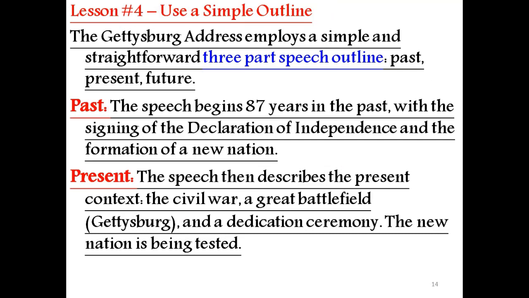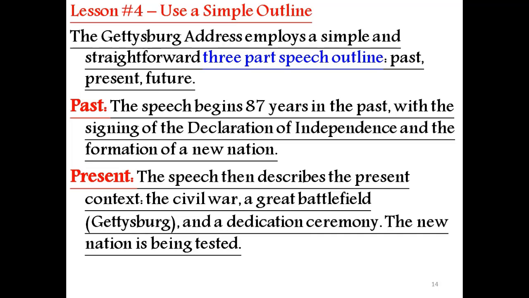Lesson 4. Use a simple outline. The Gettysburg Address employs a simple and straightforward 3-part speech outline. Simple outline summary, not difficult. He used past, present, future. He started from the past. The speech begins 87 years in the past with the signing of the Declaration of Independence and formation of a new nation.